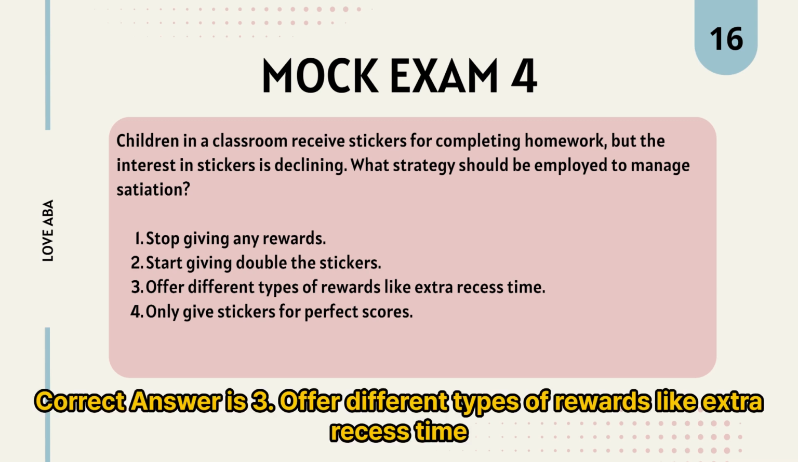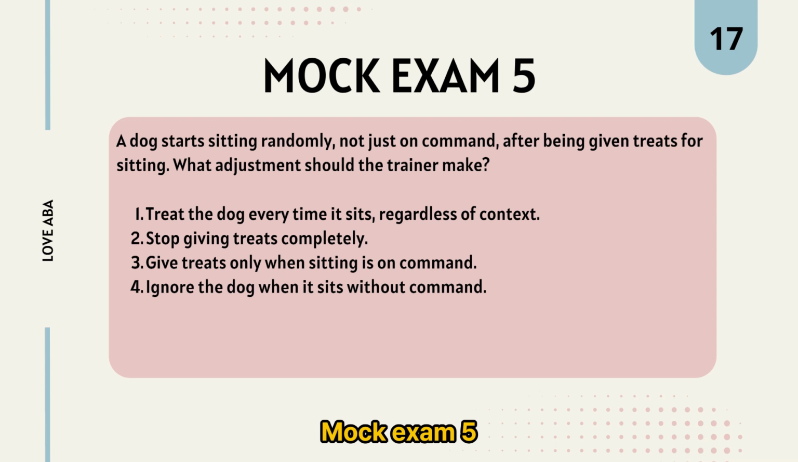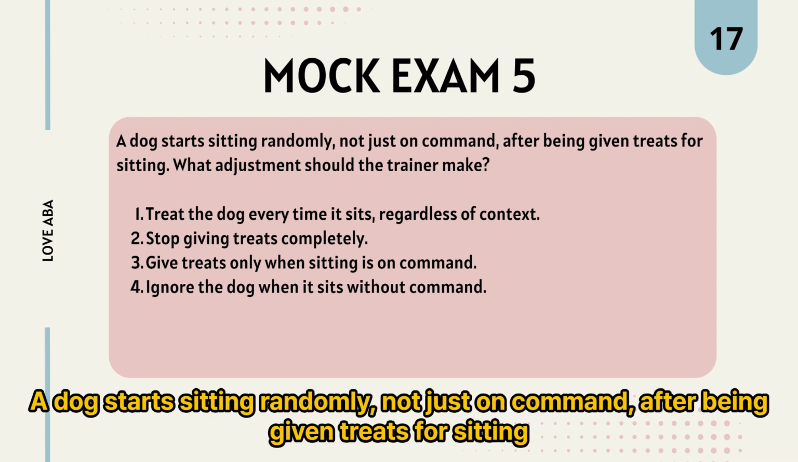Correct answer is 3. Offer different types of rewards like extra recess time. Offering a variety of rewards can prevent satiation, keeping the reinforcement system effective and engaging over time. Mock Exam 5. A dog starts sitting randomly, not just on command, after being given treats for sitting.